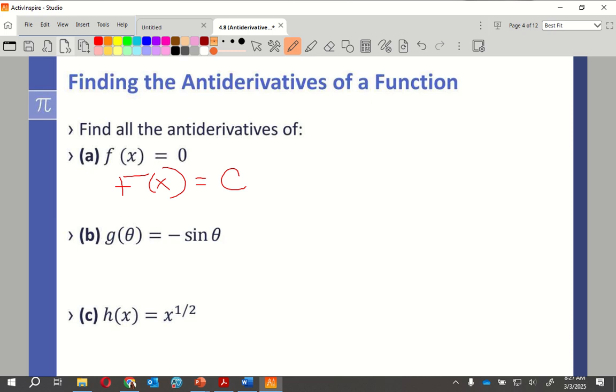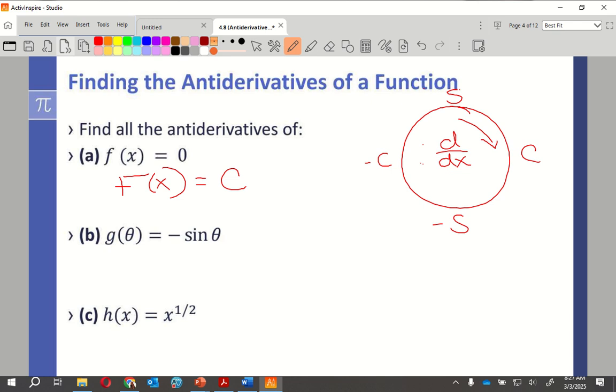All right, so g of theta is negative sine theta. So I'm going to do my circle of derivatives. We start off with sine here, cosine here, negative sine here, negative cosine here. And the derivatives go this way, don't they? Yes? So what do you think an antiderivative should do? Go the other way, right?